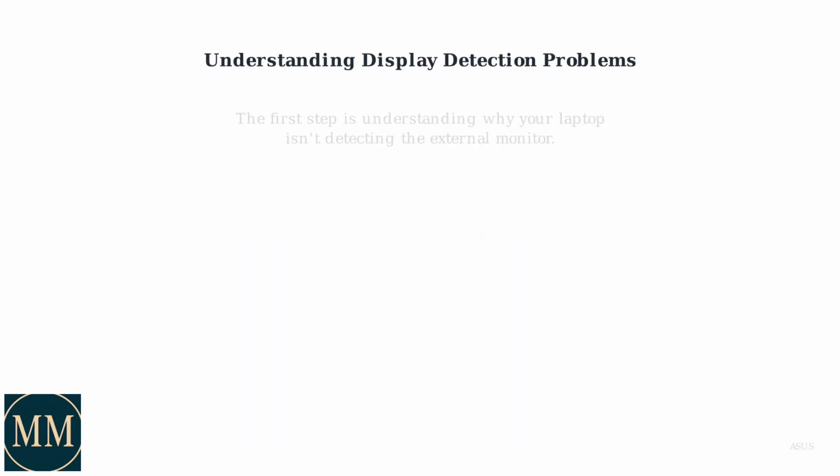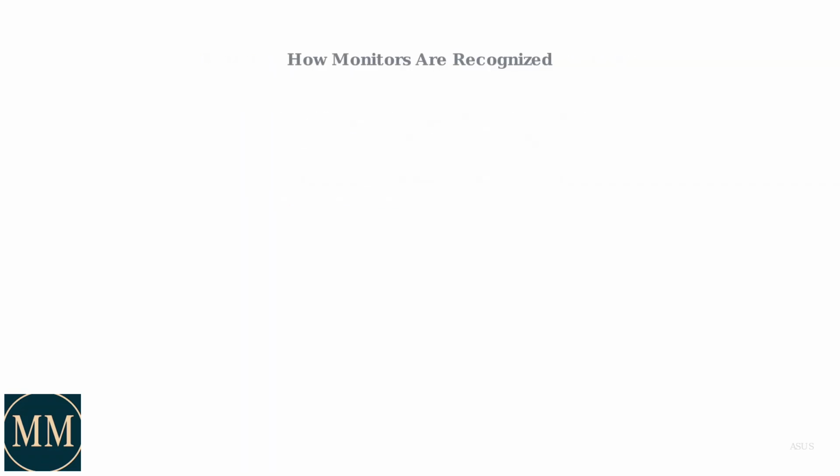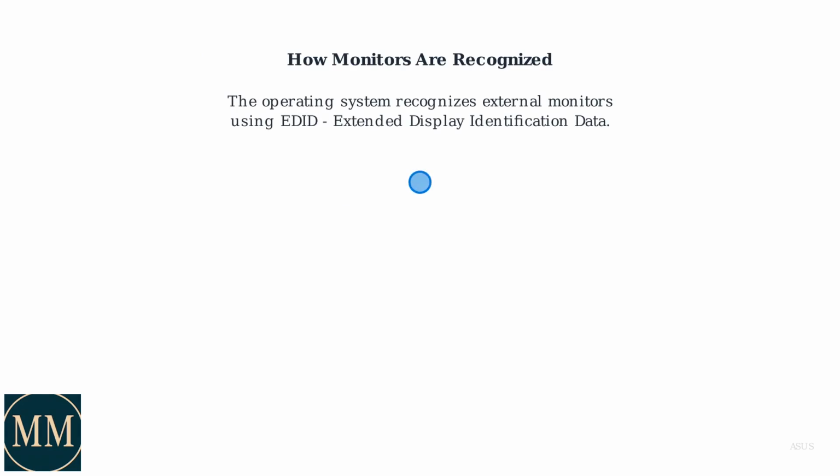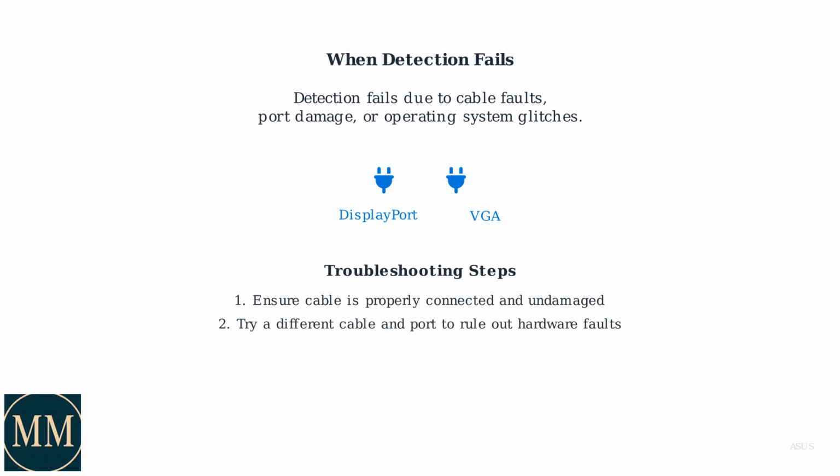The first step is understanding why your laptop isn't detecting the external monitor. This often stems from issues with the cable, the port, or a glitch in the operating system. The operating system recognizes external monitors using EDID, Extended Display Identification Data. This is information like resolution and refresh rate that the monitor sends to the laptop through the cable connection. When detection fails, it could be due to cable faults, port damage, or operating system glitches. Check your cable connections and try different cables and ports to isolate hardware issues.